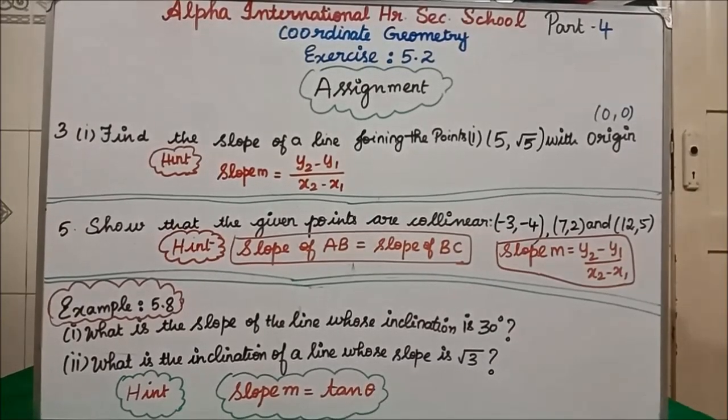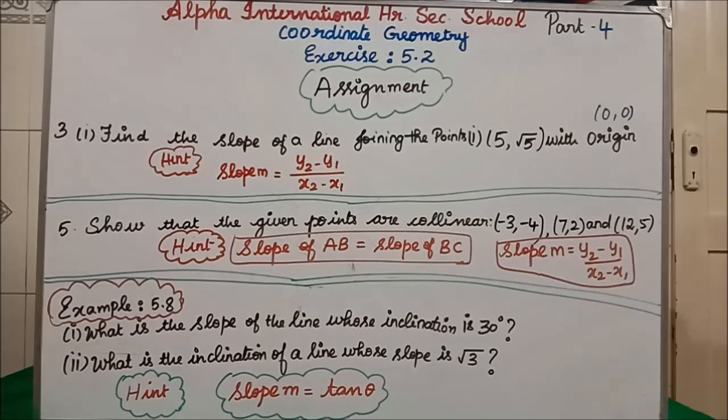Students, this is the part 4 assignment. In exercise 5.2, third question, first subdivision we have left, isn't it? That question you are going to do, and fifth question also we have left, that question you are going to do. In example 5.8 we are having 2 subdivisions, that is a very simple, easy 1 mark question only, that also you are going to do. I have written the hint below.